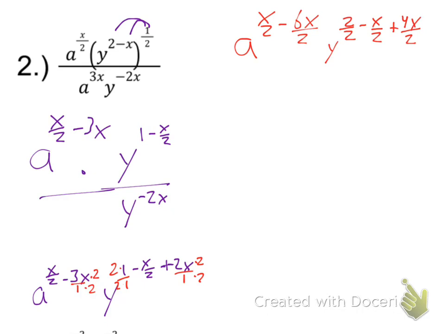So now, put them together. This becomes a to the x minus 6x, which is negative 5x over 2. And the y's: 2 minus x plus 4x. Well, negative x plus 4x is what? I get 3x. And then the 2, which is laid out here up front, I didn't touch. I'll bring it in now. So it's 3x plus 2 all over 2 again.